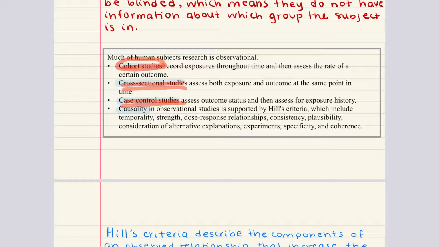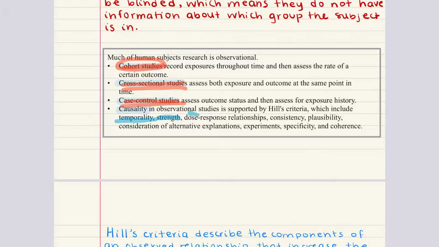Now let's start with that first criteria, temporality. This states that the exposure must occur before the outcome. For example, smoking must precede lung cancer for it to be considered a cause. The second criteria is strength. Stronger associations provide greater support for causality.